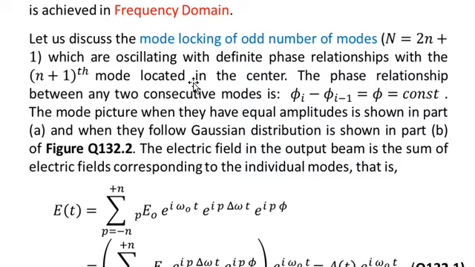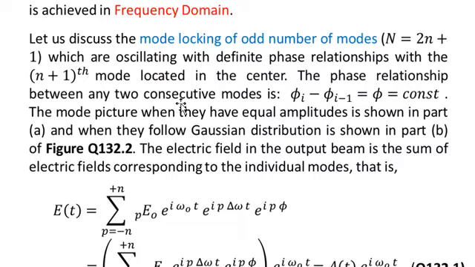And we are assuming that the first mode is located on the leftmost side, and the last mode is located on the rightmost side of the mode positions. Then the central mode, which is the n plus 1th mode, will be located in the center. About this center, half of the modes, that is small n modes, occur on the left of the central mode, and small n modes occur on the right side of the central mode.